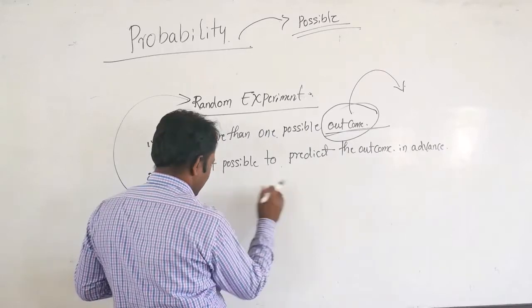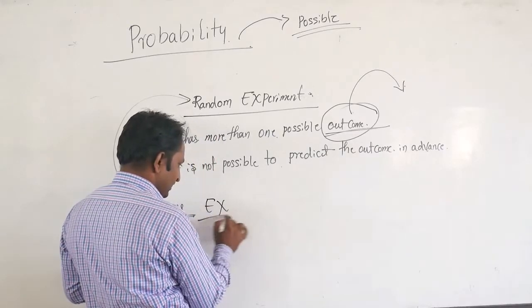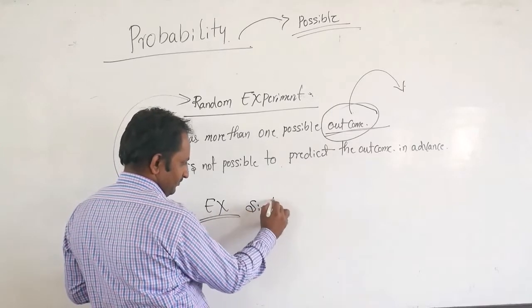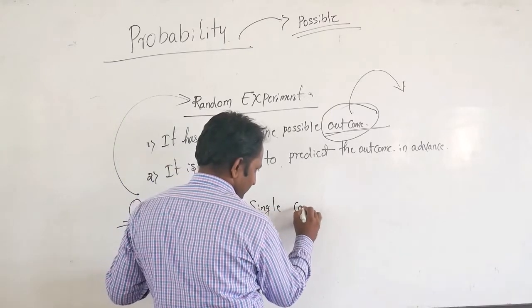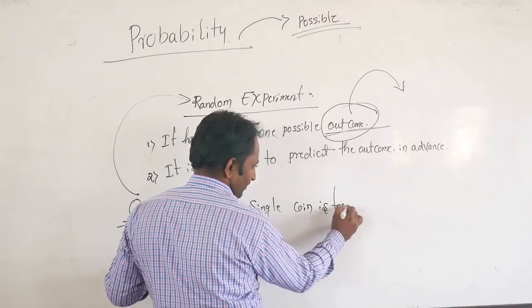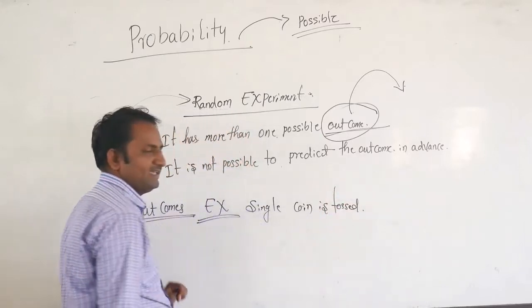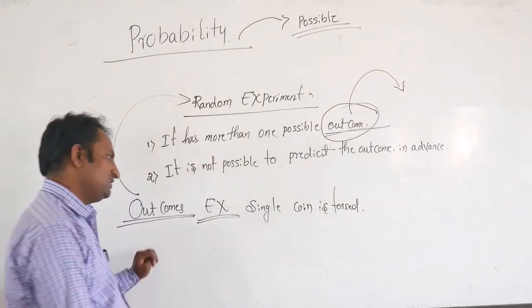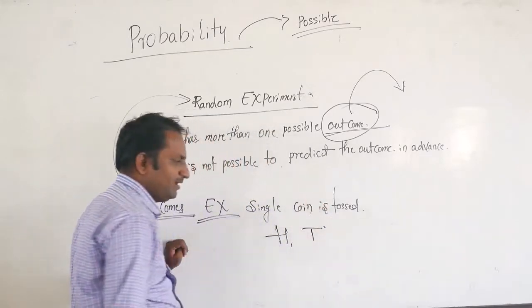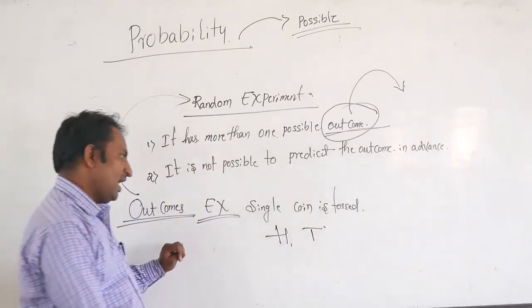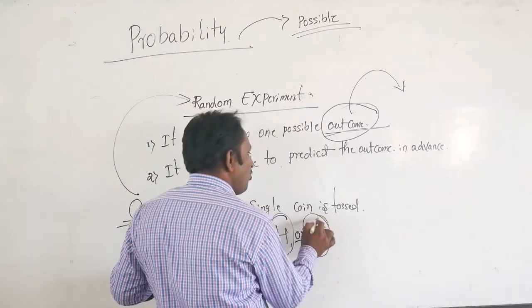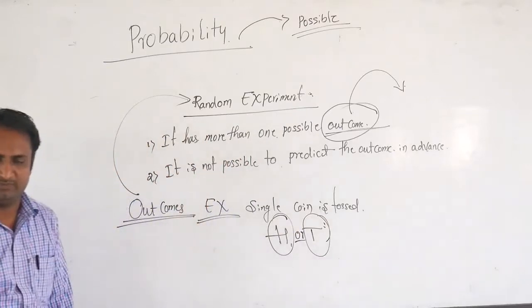Take one example. A single coin is tossed. The possible result may be head or tail. Head or tail are called the outcomes of this experiment.